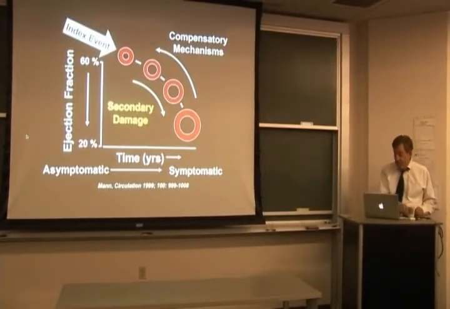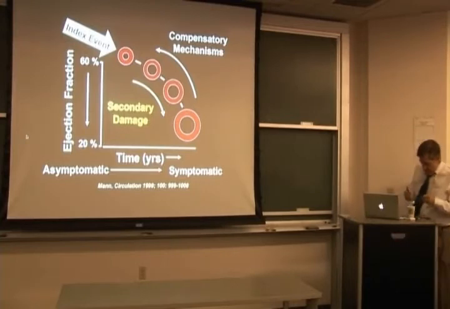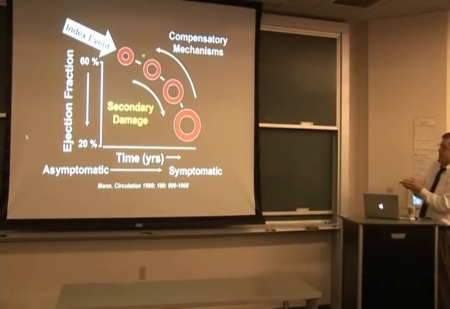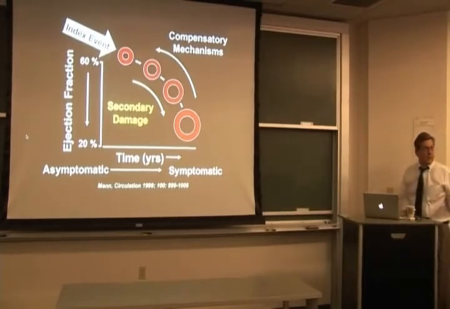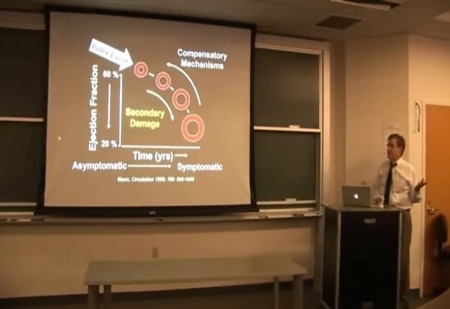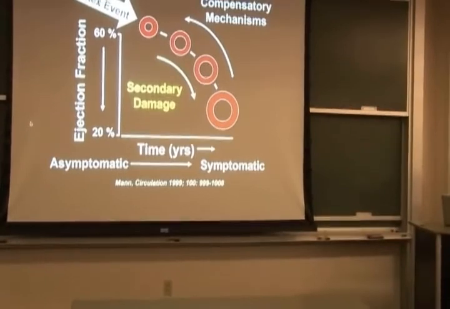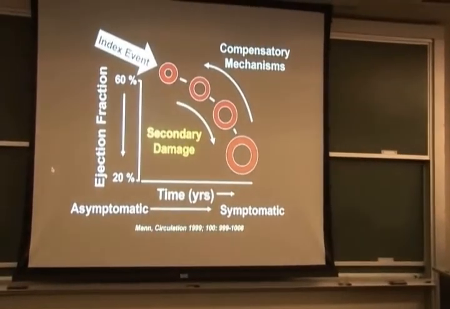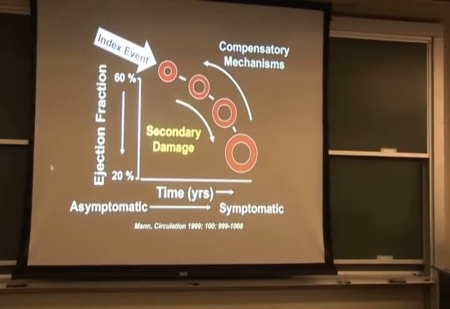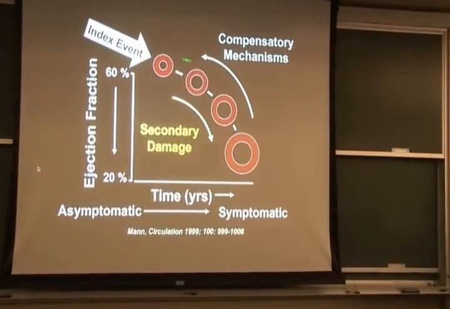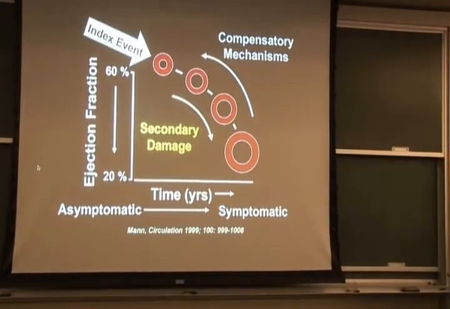Okay, so for those of us in the heart failure mafia, most of us think that heart failure begins after a so-called initial index event produces a decline in pumping capacity of the heart. Now, the index event can be an acute myocardial infarction, it can be a sustained pressure or volume overload, it can be a genetic abnormality that disrupts contraction. It really doesn't matter. The initial index event produces a decline in pumping capacity.